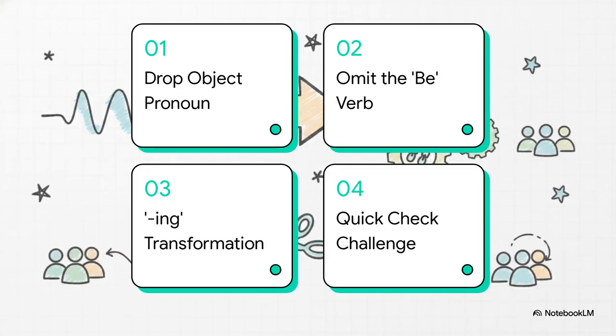Here's our roadmap for today. 1. Dropping the object pronoun. 2. Omitting the be verb. 3. The ing transformation. And 4. A quick check challenge. Okay, let's dive into this and conquer these rules.